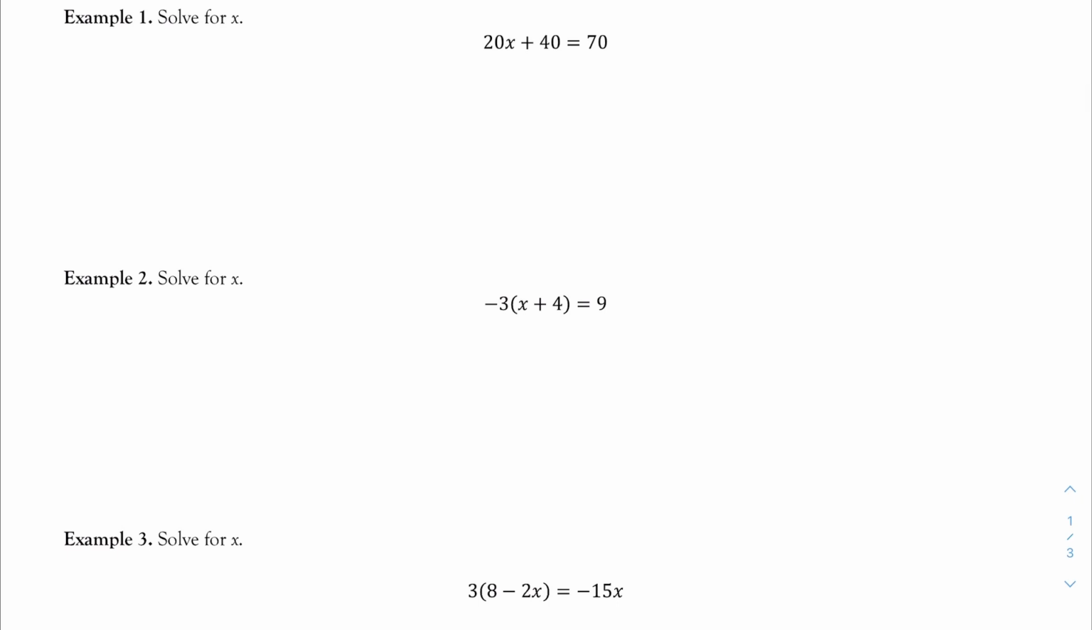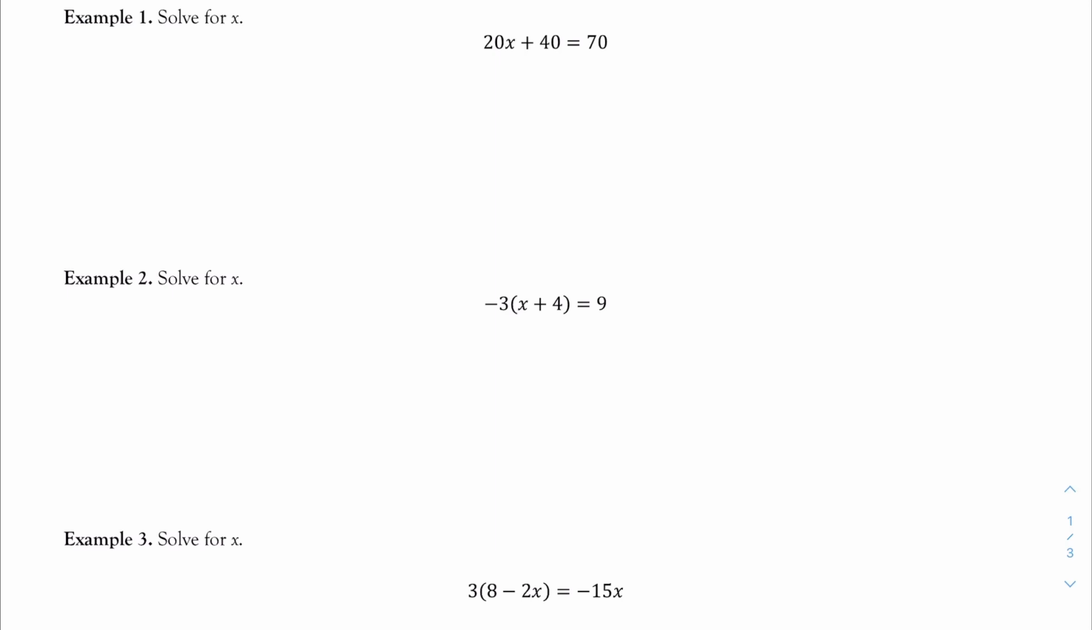So starting off with example 1, the instructions are solve for x. In other words, I want to end up with x is equal to some number. In this example, I have 20x plus 40 is equal to 70. So I'm going to go ahead and follow my steps on how to solve an equation. Remember that step 1 was if I have any fractions, I can go ahead and multiply both sides of my equation by the least common denominator.